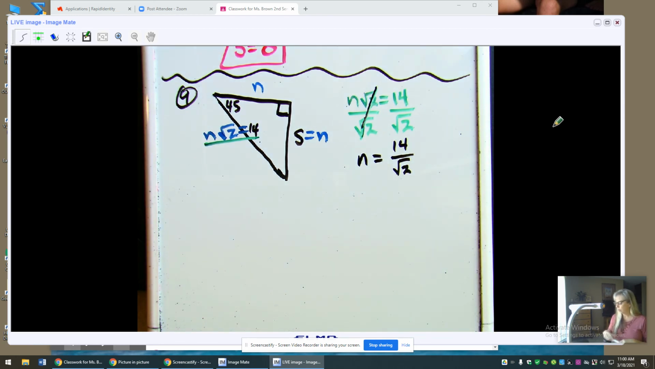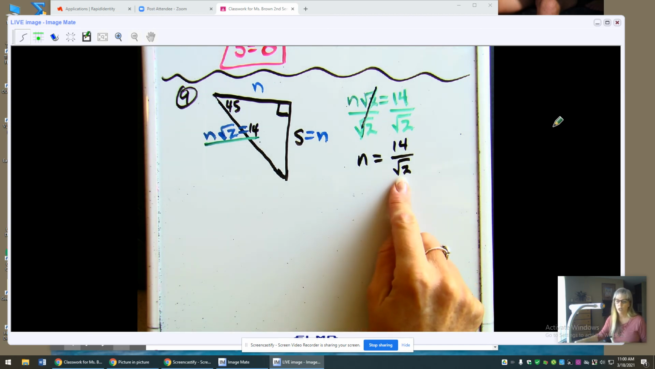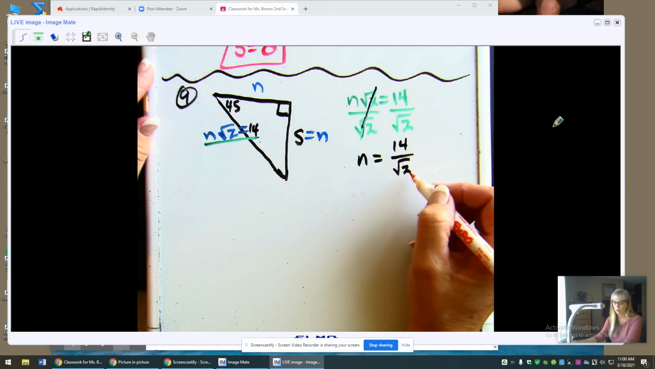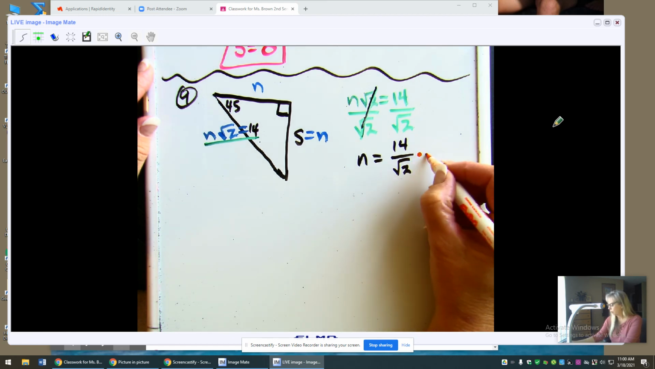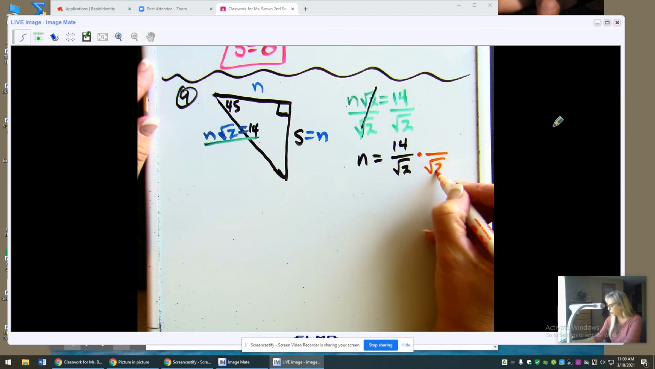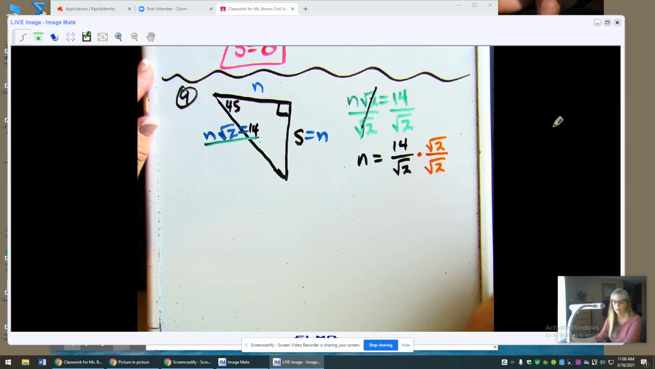In the math world, we can't leave a denominator with a square root in it. We're not allowed. It's against the rules. We've got to fix it. It's called rationalize the denominator. Get rid of the radical. Here's how we do it. We're going to multiply by 1. The 1 that I'm choosing to multiply by is the square root of 2 over the square root of 2. If I multiply by 1, I'm not changing its value.